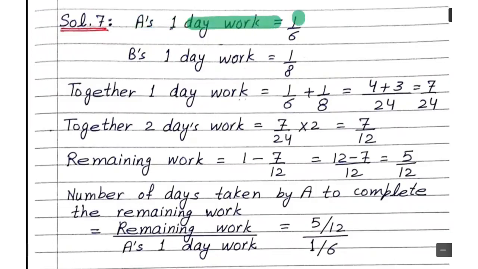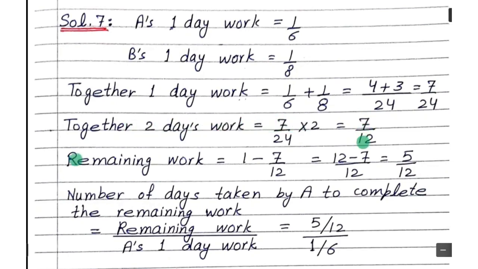A's one day work is 1/6, B's one day work is 1/8. Now together one day work is 1/6 plus 1/8. LCM is 24. So it is 7/24 is one day work. That is together one day work, right? Now together 2 days work, you just have to multiply 7/24 by 2. So that is equal to 7/12.